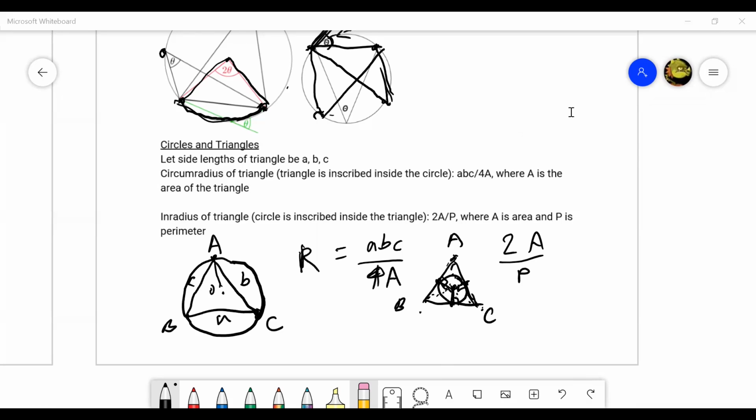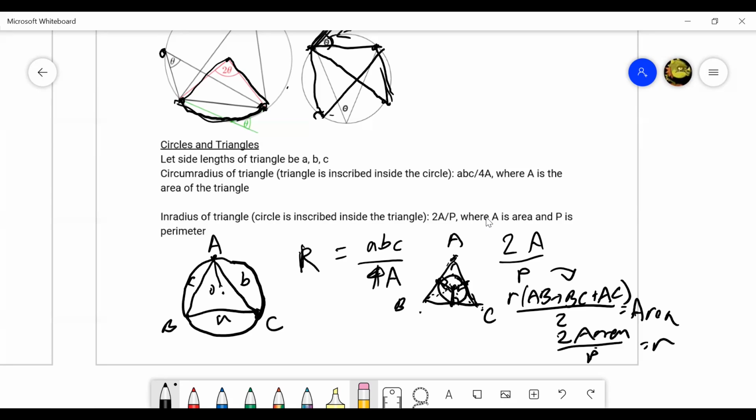And what that means is that the inradius times AB plus BC plus AC all over 2 is going to be equal to the area of the triangle. So if we rearrange that, and the perimeter is just AB plus BC plus AC, we get 2 times the area over the perimeter is equal to the inradius. And yeah. So does everyone follow this? Yes.